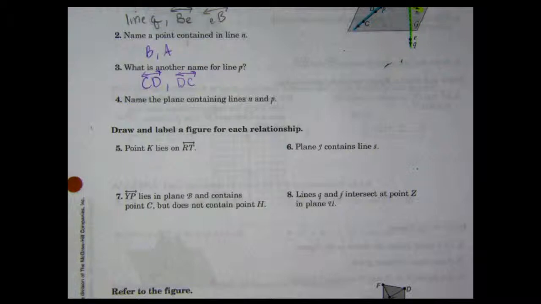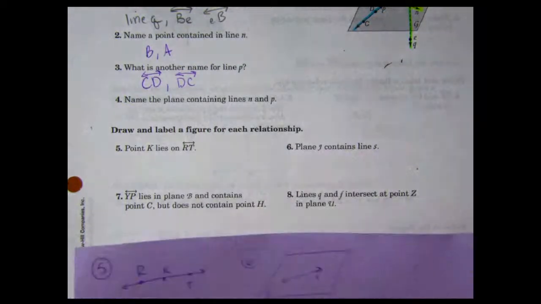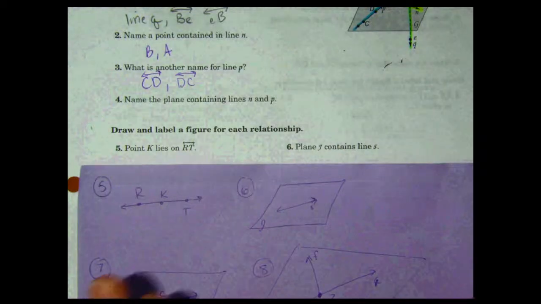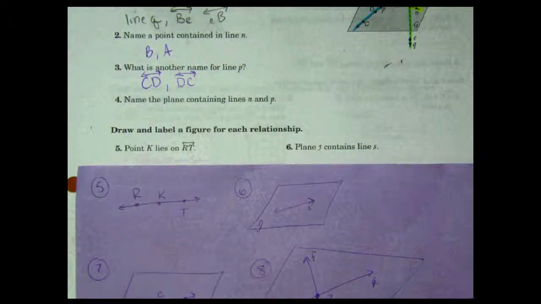Okay, so let's go over this. For number 5, I drew a line and I have an R and a K and a T on it, and I just happen to put them in that order. But if you have 3 dots and those 3 letters in any order, you are correct, as long as they are all on the same line.